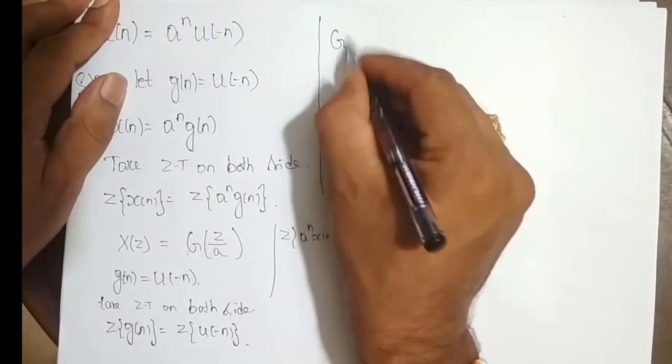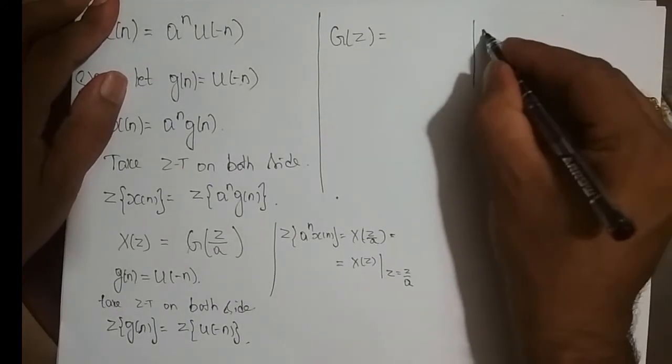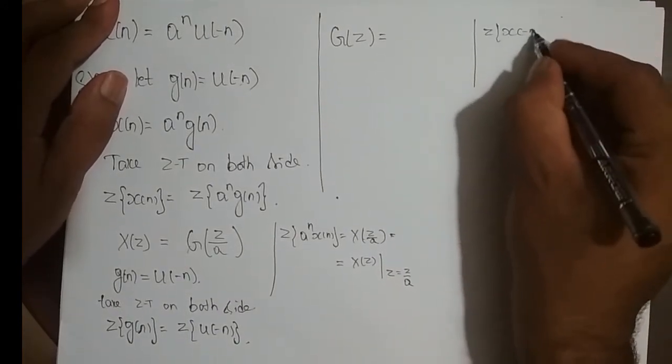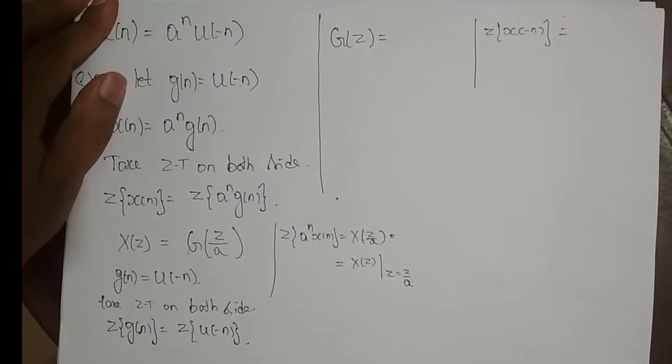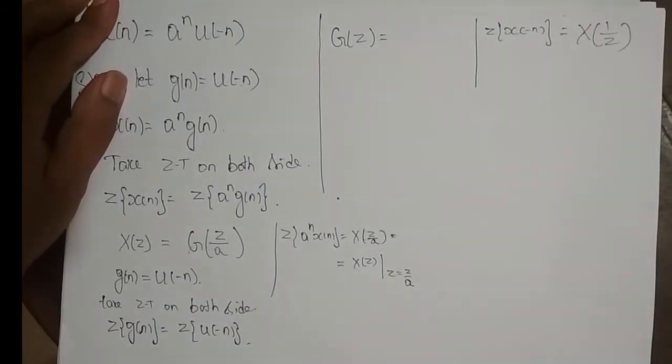So the z transform of g of n is G of z. What is the z transform of u of minus n? Which property can I use? What is the z transform of x of minus n? It is the time reversal property, right? So x of minus n is what? X of 1 by z.